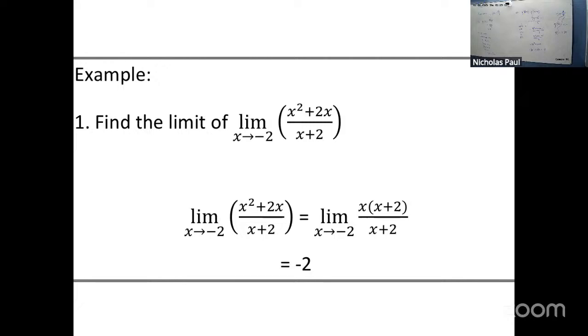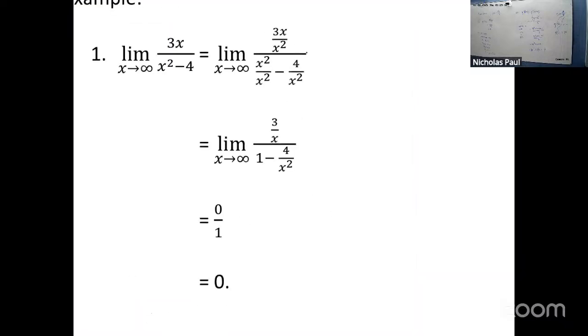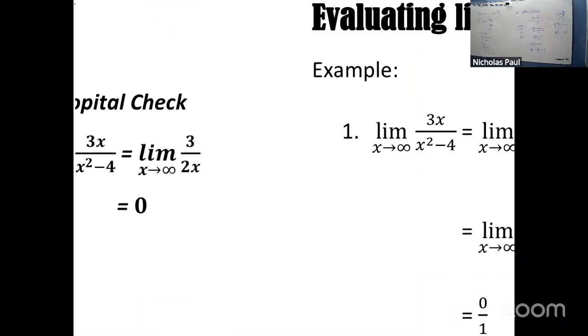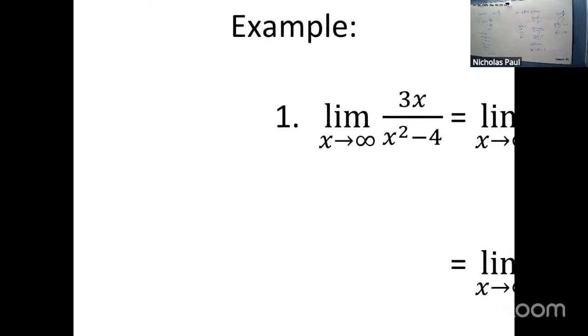Ready to move on. Right, so we have a slight problem here. If I were to plug in infinity here, what would happen? We'd end up with infinity over infinity, which is indeterminate, right?